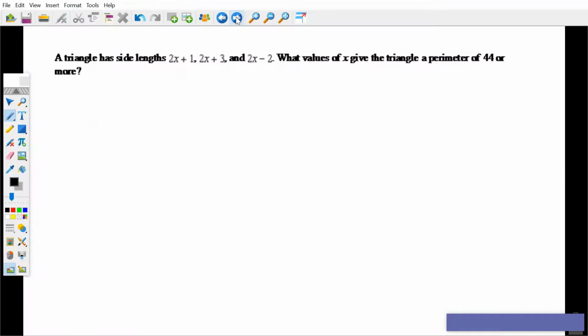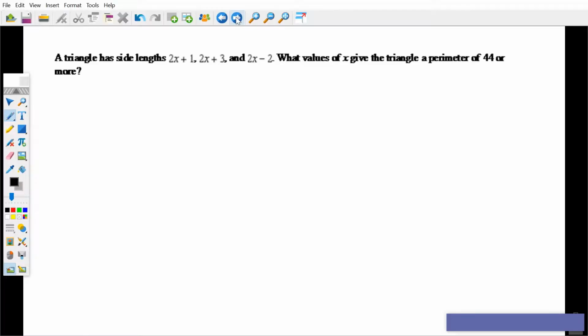Sorry if this one's a little hard to read. A triangle has side lengths of 2x plus 1, 2x plus 3, and 2x minus 2. What values of x give the triangle a perimeter of 44 or more? For this one, I would suggest drawing the triangle and then solving for x. Please pause and give it a try.